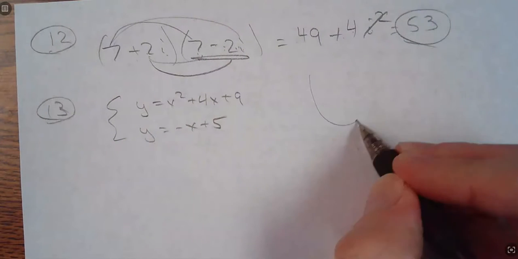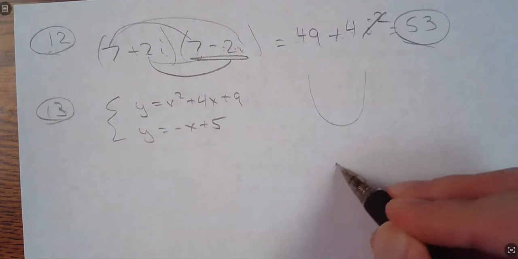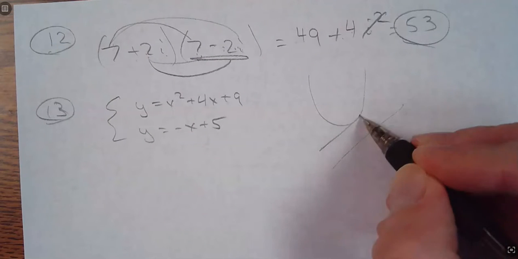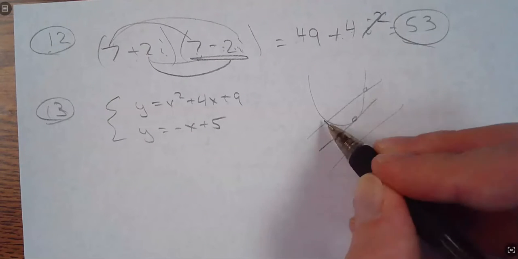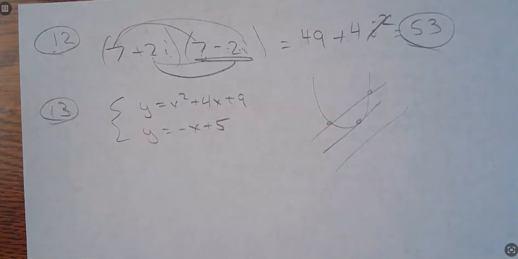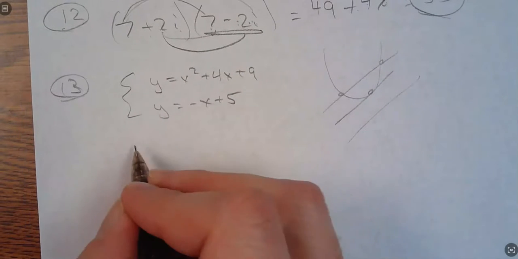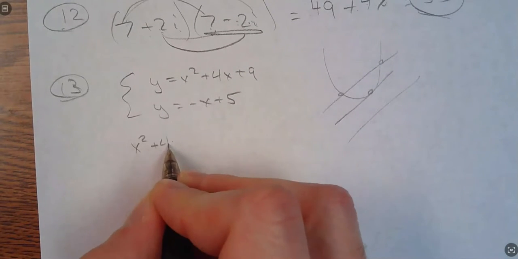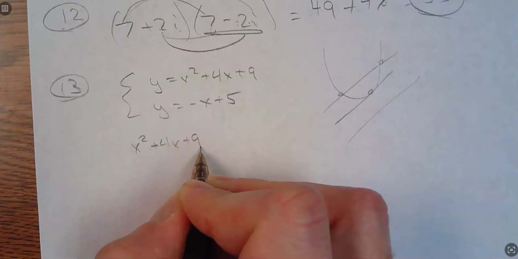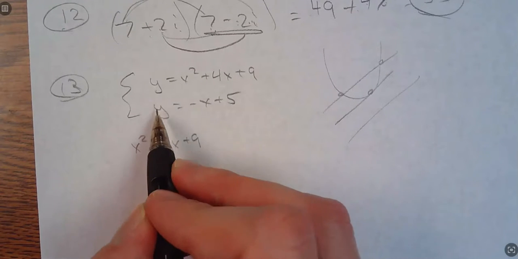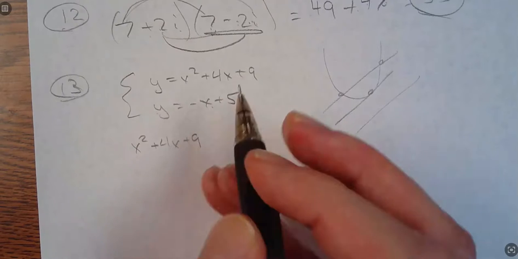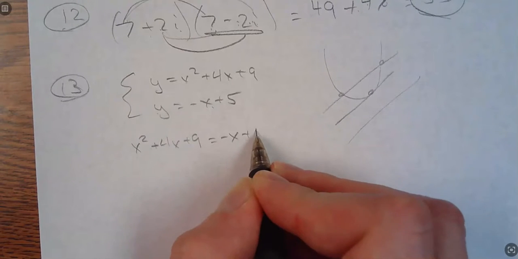So if I got a U shape and a line, well, I could never hit it. I could hit it once, or I could hit it twice. But either way, it should be coordinates, an x and a y that go together. So to solve this, use substitution. If these both equal y, set them equal to each other. So x squared plus 4x plus 9 equals y, and y equals negative x plus 5. So that equals negative x plus 5.